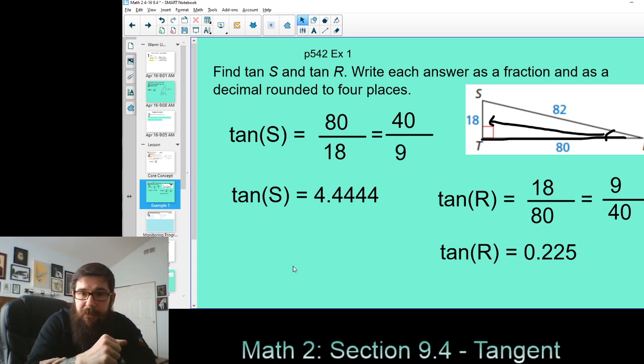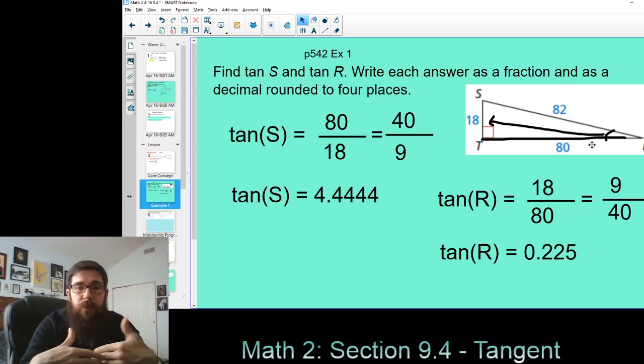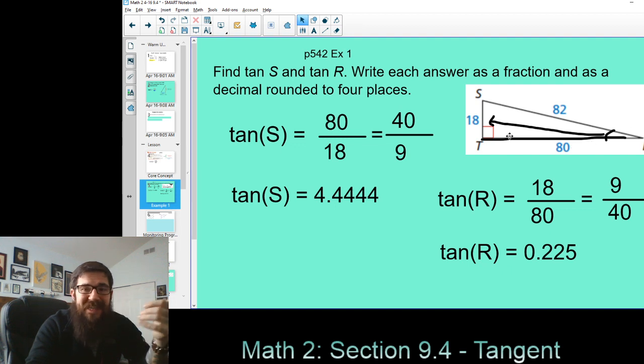Order makes a difference. It is always the opposite side, but it's relative. What is opposite from S and what is opposite from R are different from each other. So you have to look from that angle and find the side that is not touching the angle at all. In this triangle, 18 and 82 are both forming S. They're both touching angle S. 80 isn't. That's the opposite side.